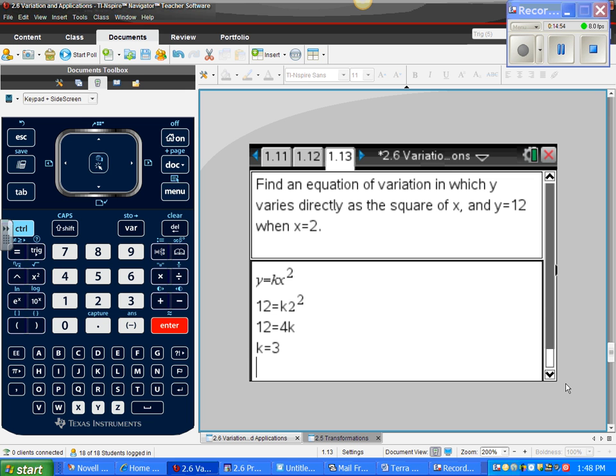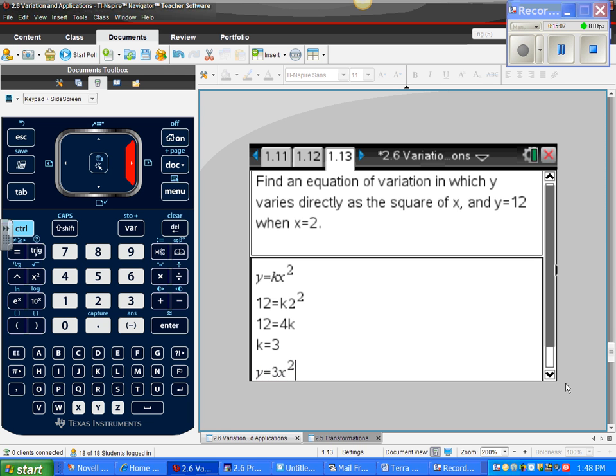So in order to write an equation of variation, we're going to plug in that value of k. So we get y equals 3x squared. And that's your equation. So it's not difficult to use, it's just a little bit different from what we're used to seeing. Okay? So let's try the next one.